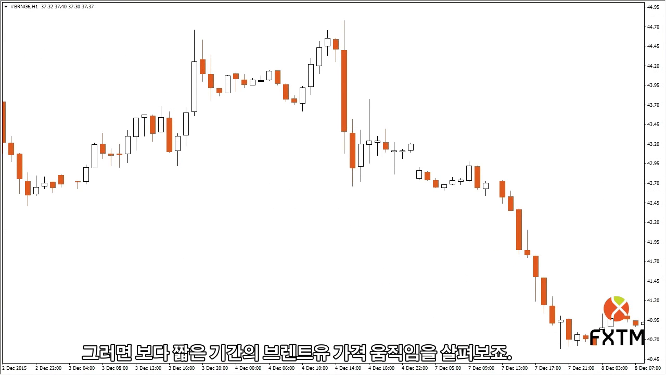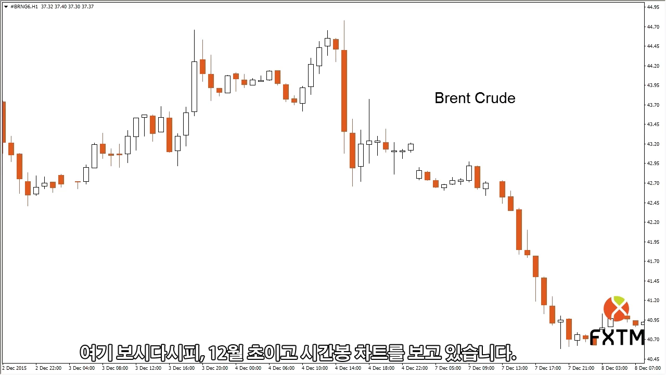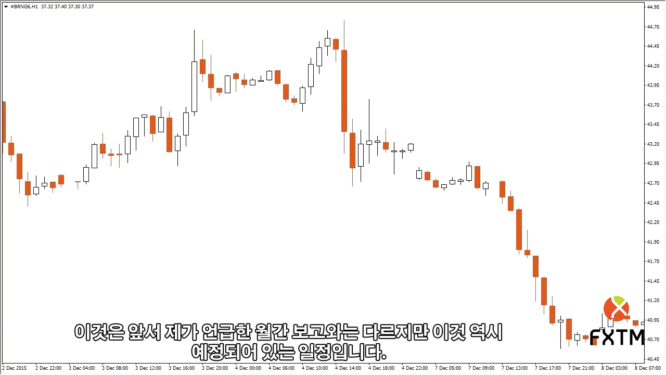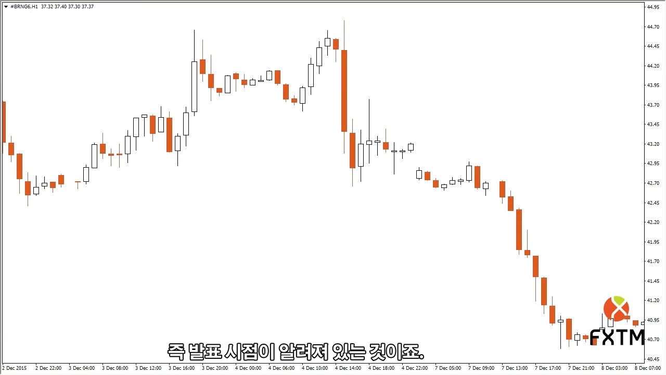Now let's take a look at a shorter term example on Brent crude prices. So you can see here, this is the beginning of December. We're looking at an hourly chart right now. So this is the 4th of December, 2015, where OPEC was due to host their press conference after the OPEC meeting. This is a little bit different than the monthly report that I mentioned, but these are also scheduled in advance. So we know more or less when this is going to happen.